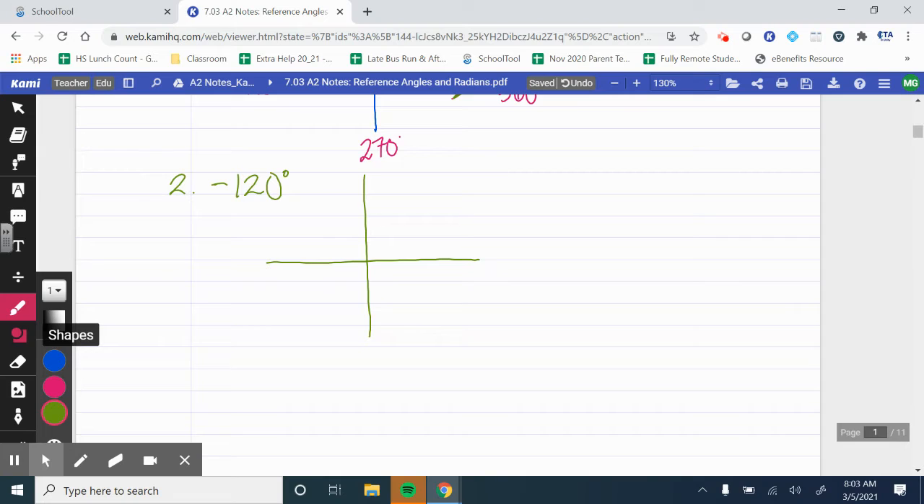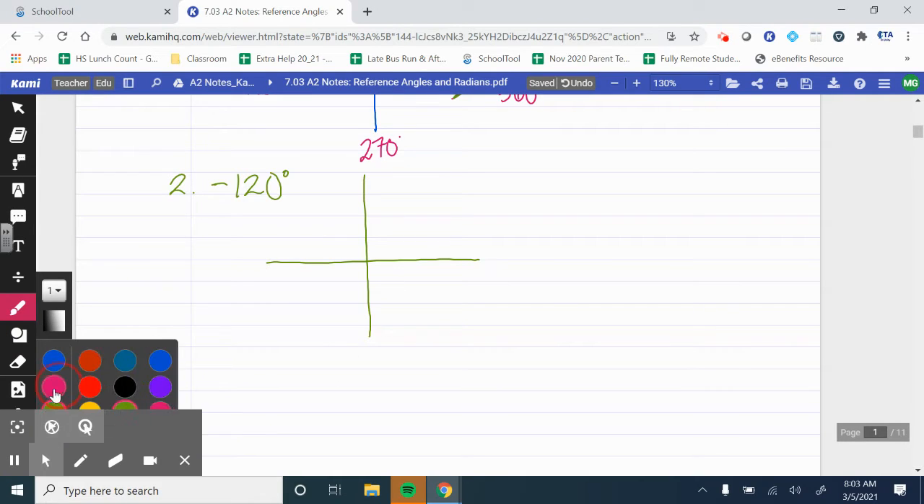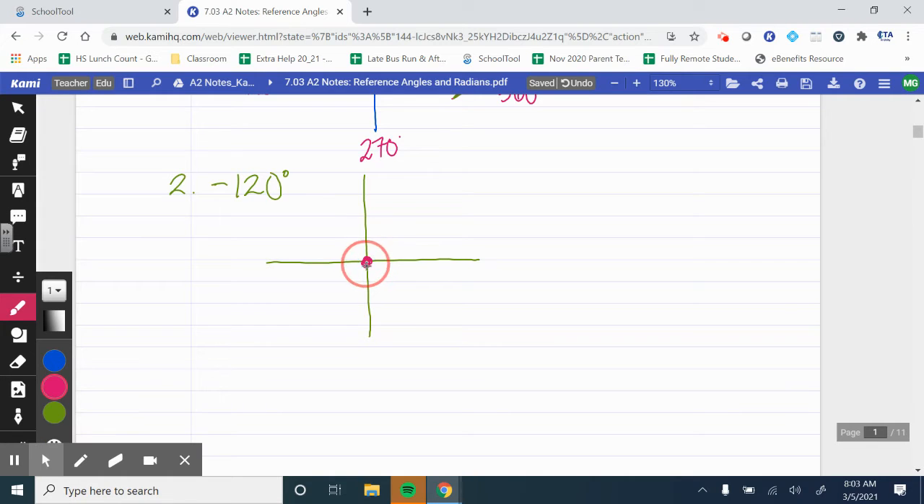And because it's negative, we're going to start by going downwards. So we're still going to have the vertex at the origin. Initial side's going to be your positive x-axis. And this time, instead of going up 90, we're going to go down. We're going to start by going clockwise. So this is actually going to be negative 90. And this would be negative 180 and negative 270, negative 360.